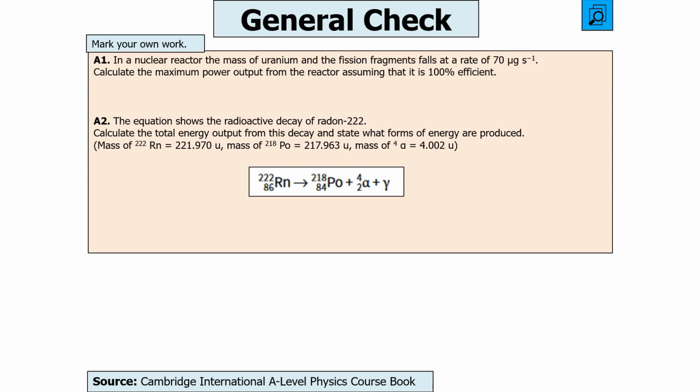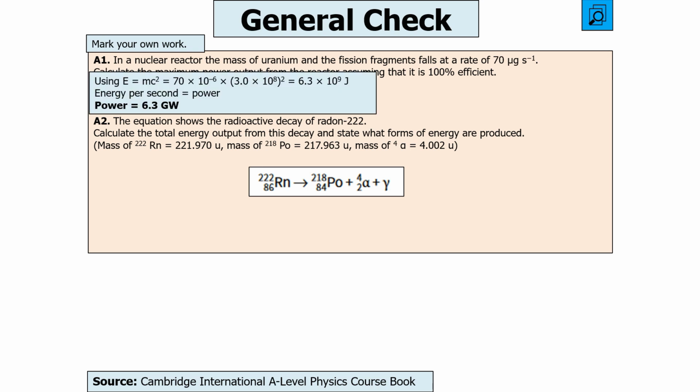Right, in this first one, we know E equals mc squared, so 70 times 10 to the minus 6 times 3 times 10 to the 8, so every second you've got an energy being released of 6.3 times 10 to the 9 joules. The energy per second is the power, so that is the answer, so it's 6.3 gigawatts.